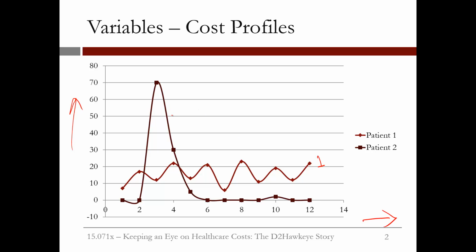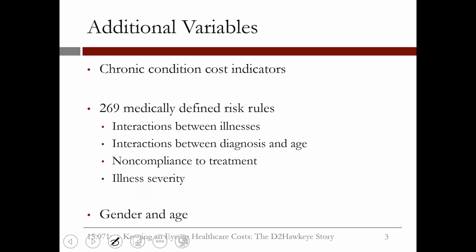Patient 2 has also an annual cost of a similar size with patient 1, but in all but the third month the costs are almost zero, whereas in the third month there was a cost of about $70,000. In fact, this is an additional variable we defined, indicating whether the patient has a chronic or an acute condition.